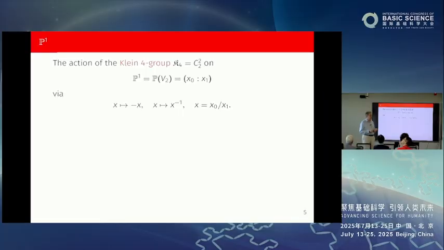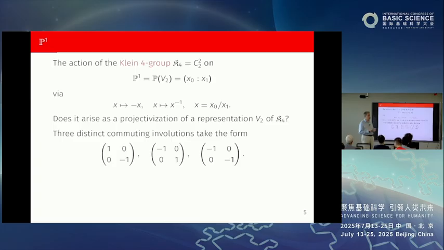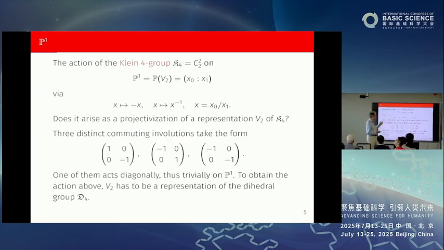Does this action come from a representation of the Klein 4 group by projectivizing? What would that mean? We have 3 commuting involutions. If we had a 2-dimensional representation, one of them would necessarily have eigenvalues -1, -1. And when you projectivize, that would collapse. You wouldn't get an action of the Klein 4 group on P1 from a 2-dimensional representation of the Klein 4 group. To get that, you actually have to go to the dihedral group.